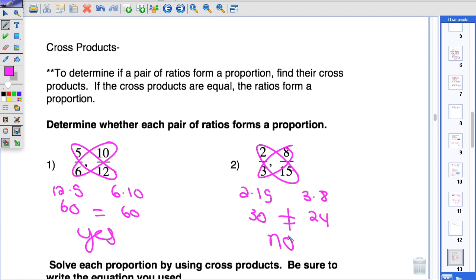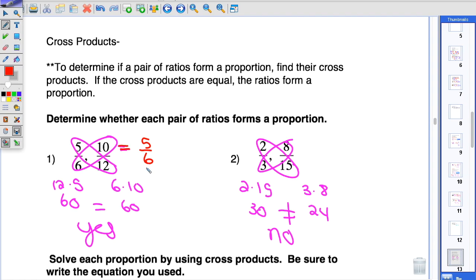Also, another way you could look at this is you could simplify the fractions. 10/12 is equal to 5/6, and since it's equal to the first one, it forms a proportion. The second one, 8/15 can't be reduced. 2/3 is already reduced, so you can tell just by looking at them they're not going to be a proportion.